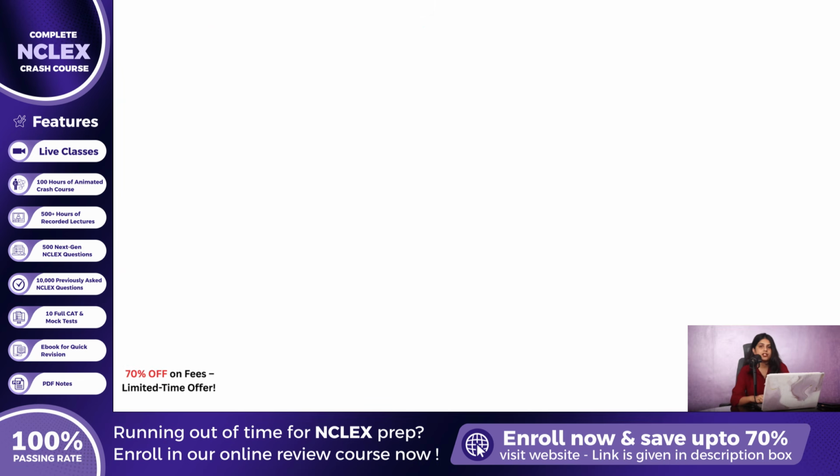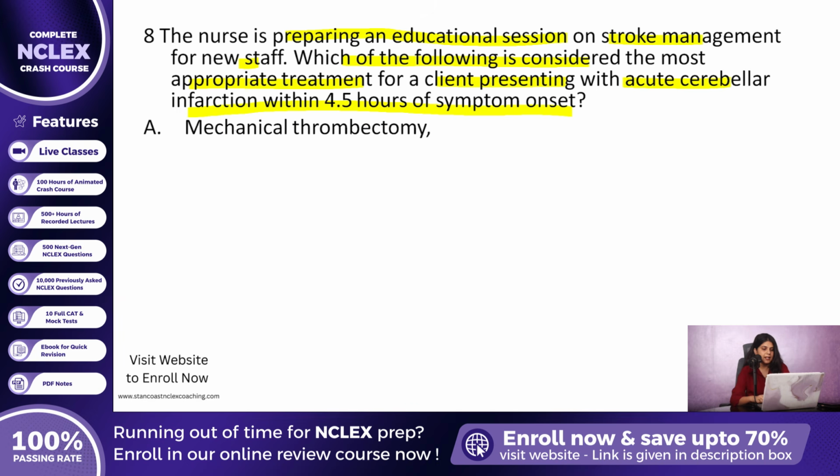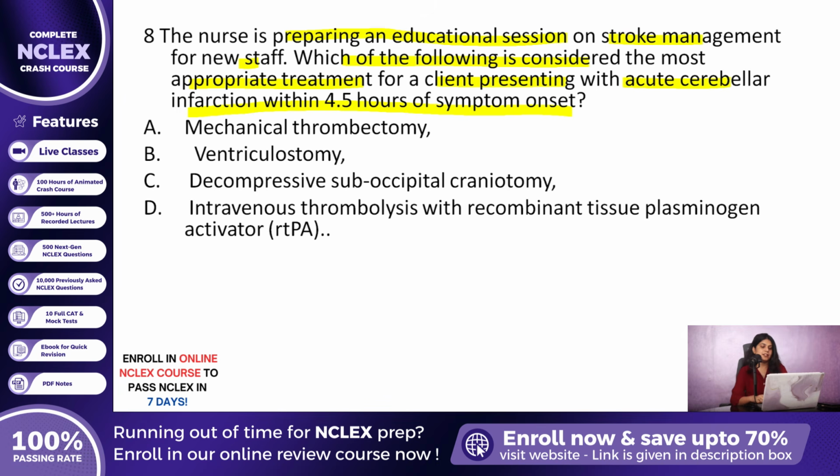Switching focus to stroke management and emergency intervention, here is a case involving a cerebellar infarction. Question 8. The nurse is preparing an educational session on stroke management for new staff. Which of the following is considered the most appropriate treatment for a client presenting with acute cerebellar infarction within 4.5 hours of symptom onset? The options are A. Mechanical thrombectomy, B. Ventriculostomy, C. Decompressive suboccipital craniotomy, or D. Intravenous thrombolysis with recombinant tissue plasminogen activator, RTPA.